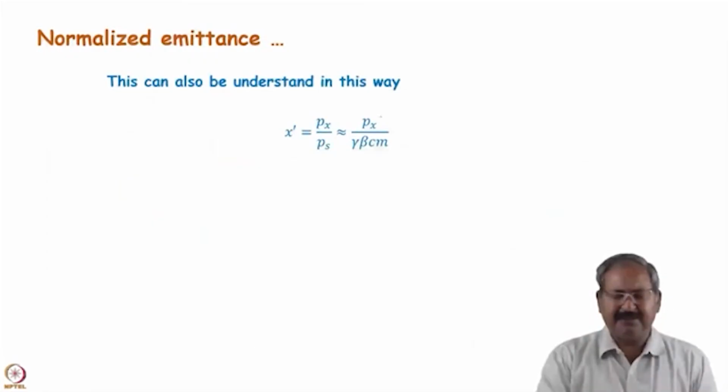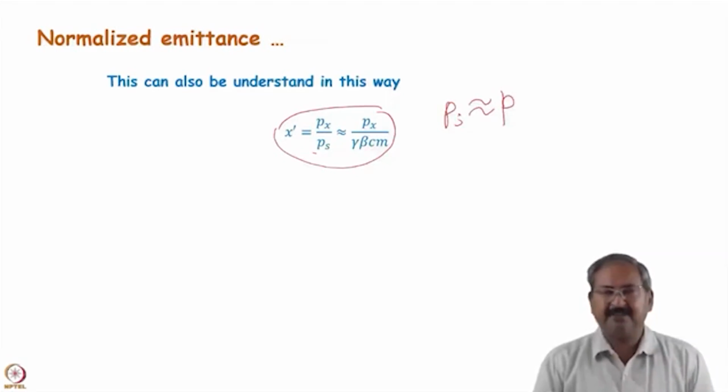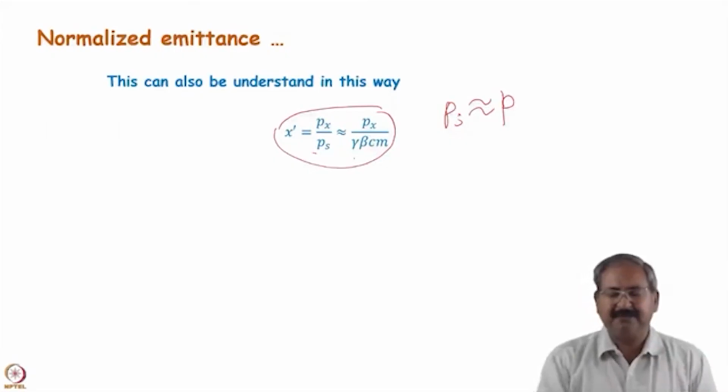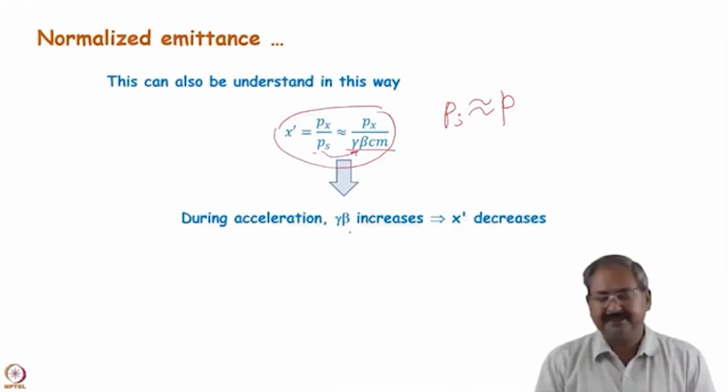This can also be understood in this way: x prime is equal to Px by Ps. Ps is approximately equal to P because we are working in the paraxial approximation, so the whole momentum is equal to the longitudinal momentum. The longitudinal momentum we can write as gamma beta mc. During acceleration, gamma beta increases. So again, when gamma beta increases, x prime reduces. We can see in this fashion that when gamma beta increases, x prime decreases.